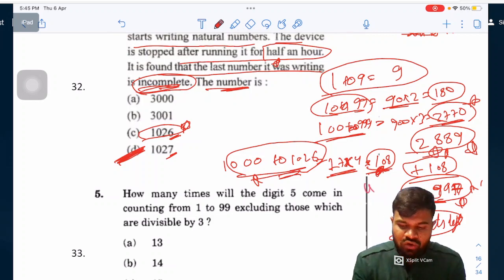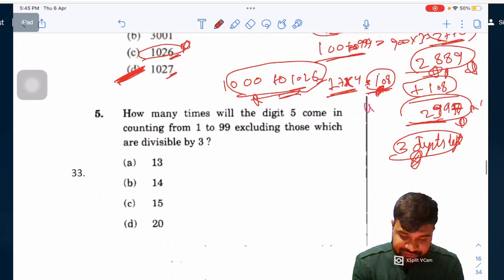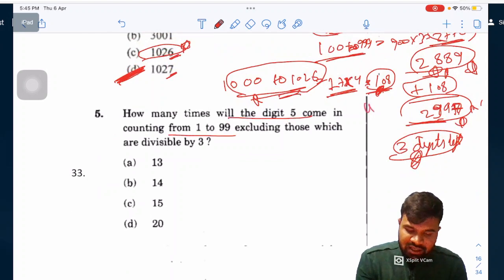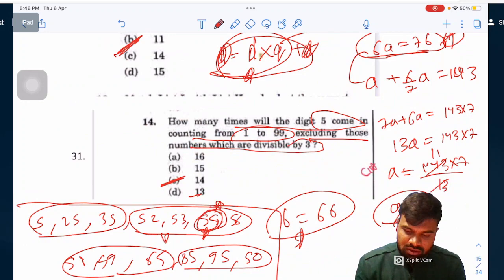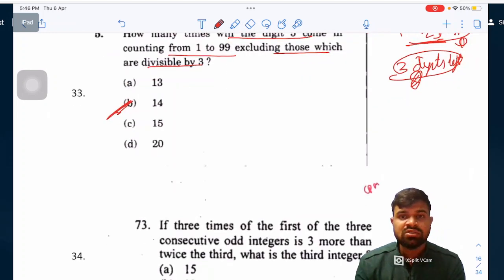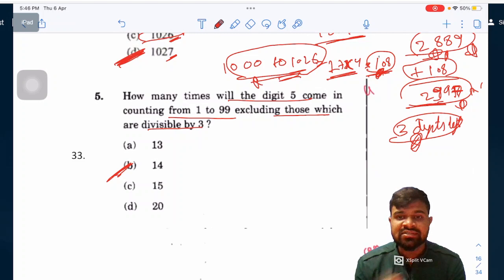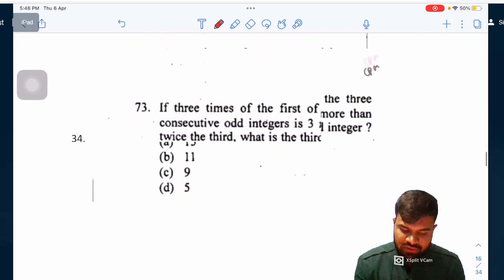Just go for the number of digits and attempt it like this. How many times will the digit 5 come in counting 1 to 9, excluding those which are divisible by 3? Same question. It is in CISF, in CAPF, and it is a question of UPSC CSE. Exact same question. This is from the year 2014, I guess, of UPSC, and this was of CSAT.